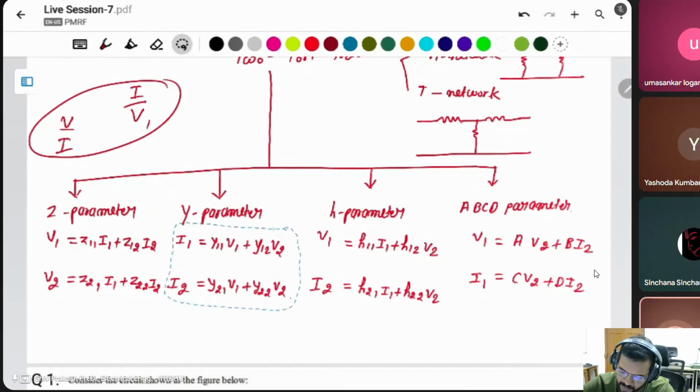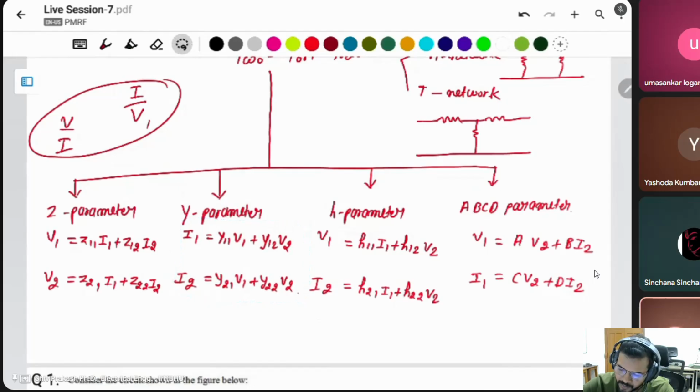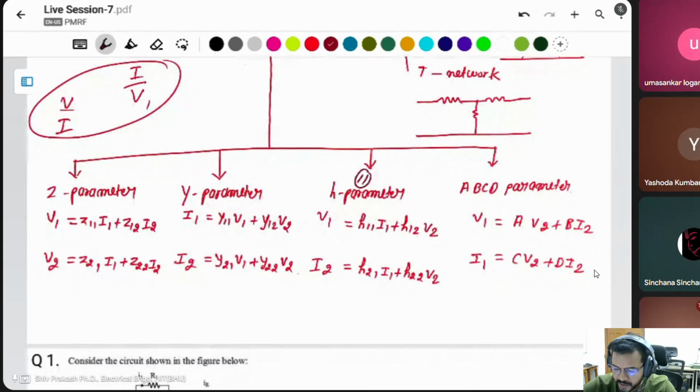Sir, then ABCD and G parameters are different, because the G parameter is mentioned here. In the H parameter, G is the opposite of this one. Yes, the inverse of the H parameter is the G parameter. ABCD is different; it is the transmission line, transmission parameter. Another parameter is the G parameter.